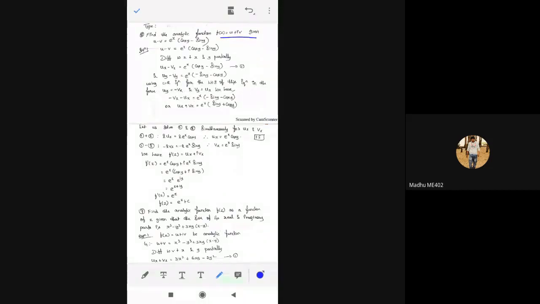So when you compare with previous problems, what kind of problems did we have? Only the real part was given, or only the imaginary part was given. So if they give both, like the sum of real and imaginary, or the difference of real and imaginary, like u minus v is equal to e power x of cos y minus sin y. So our first step is very much common.